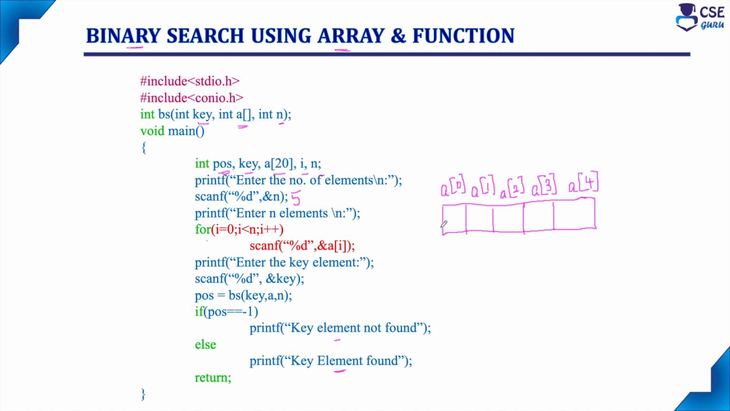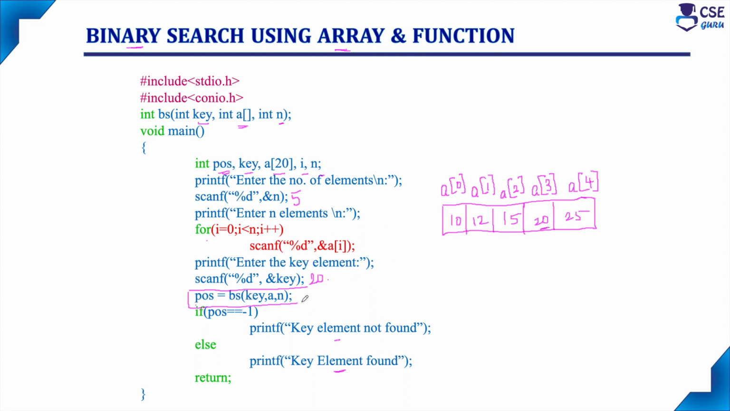Any elements we can give, but the condition here is sorted elements. So here I will simply give 10, 12, 15, 20, 25. This is the elements in ascending order. Only with ascending order will the binary search work properly, otherwise it will return the wrong answer. Next, we have to enter the key element. Suppose the key element I have entered is 20.